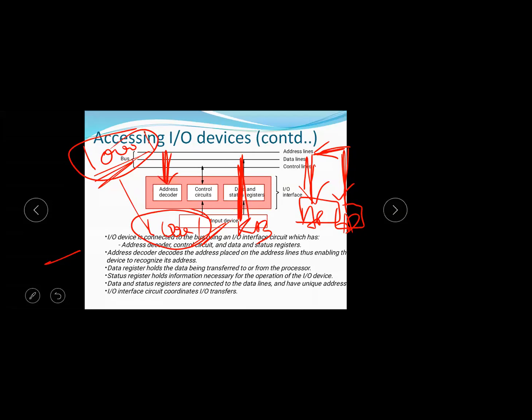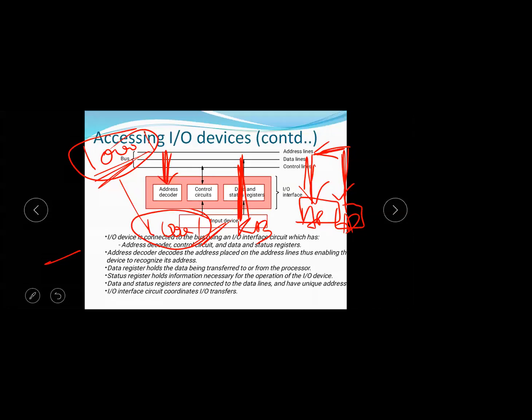This is the address decoder. It decodes the address placed on the address lines, thus enabling the device to recognize the address. Okay, this is how the path is established between two devices, the input device and the processor.